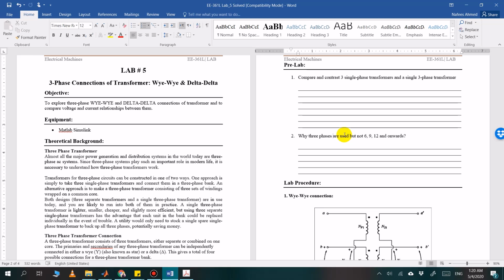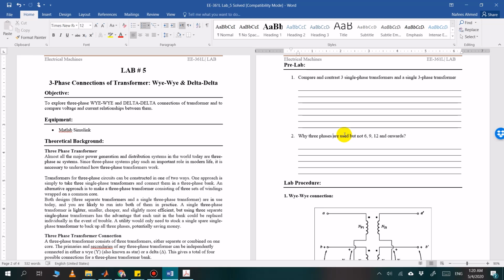On the other hand, if we talk about 6 phases, 12 phases, the cost to benefit ratio is lower, because just because 6 phases provide us more power, on the other hand, it costs us more. So the cost to benefit ratio is less in case of 6 and 12 and onwards. So three phases is mostly suited because it gives us the best ratio of cost and power. This is the reason we use three phases, not 6 and not 12 and not more than that.